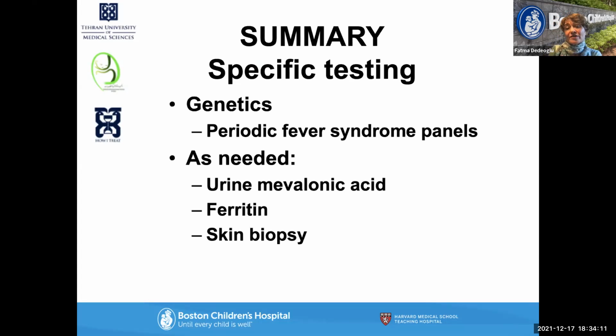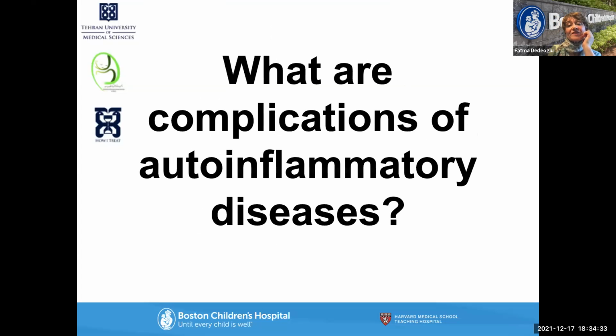Specific testing, such as urine mevalonic acid, would be very helpful during an episode for mevalonate kinase deficiency. Ferritin, skin biopsies. I didn't bring that case, but it helped me call someone genetic-testing-negative cryopyrin-associated syndrome when I saw typical skin findings such as neutrophilic urticarial changes. And when we deal with autoinflammatory disease, we always have to think about the complications, because even with intermittent, episodic situations, there can be severe complications.